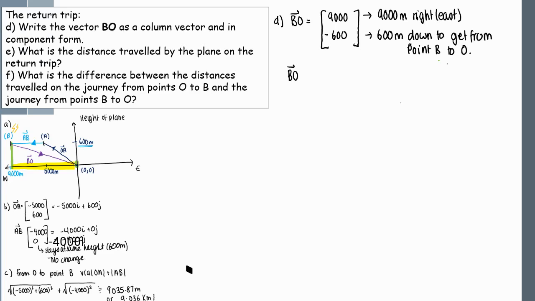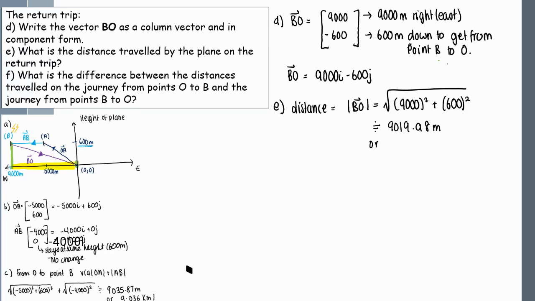What is the distance traveled by the plane on the return trip? So I know that BO can be written in component form as 9,000i minus 600j. To get the length of this vector, we simply take the square root of 9,000 squared plus 600 squared. We get this distance as 9,019.98 meters.